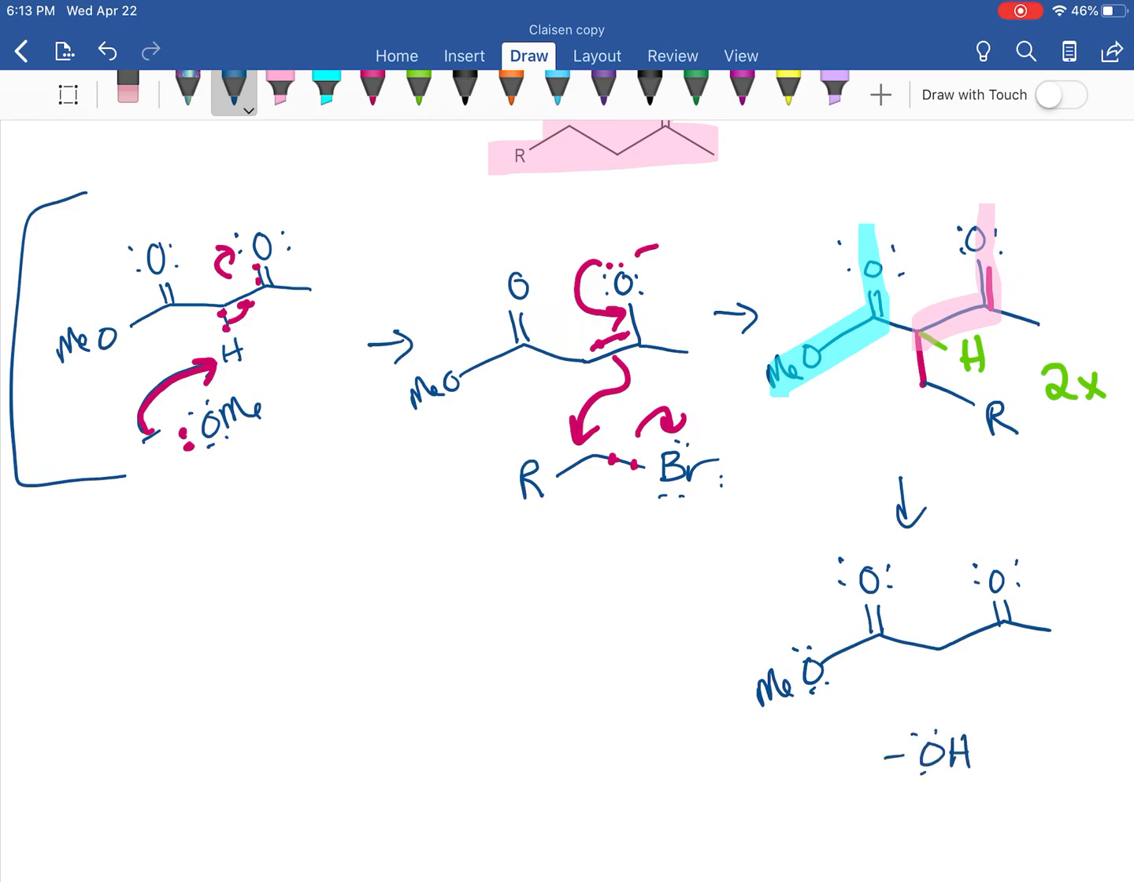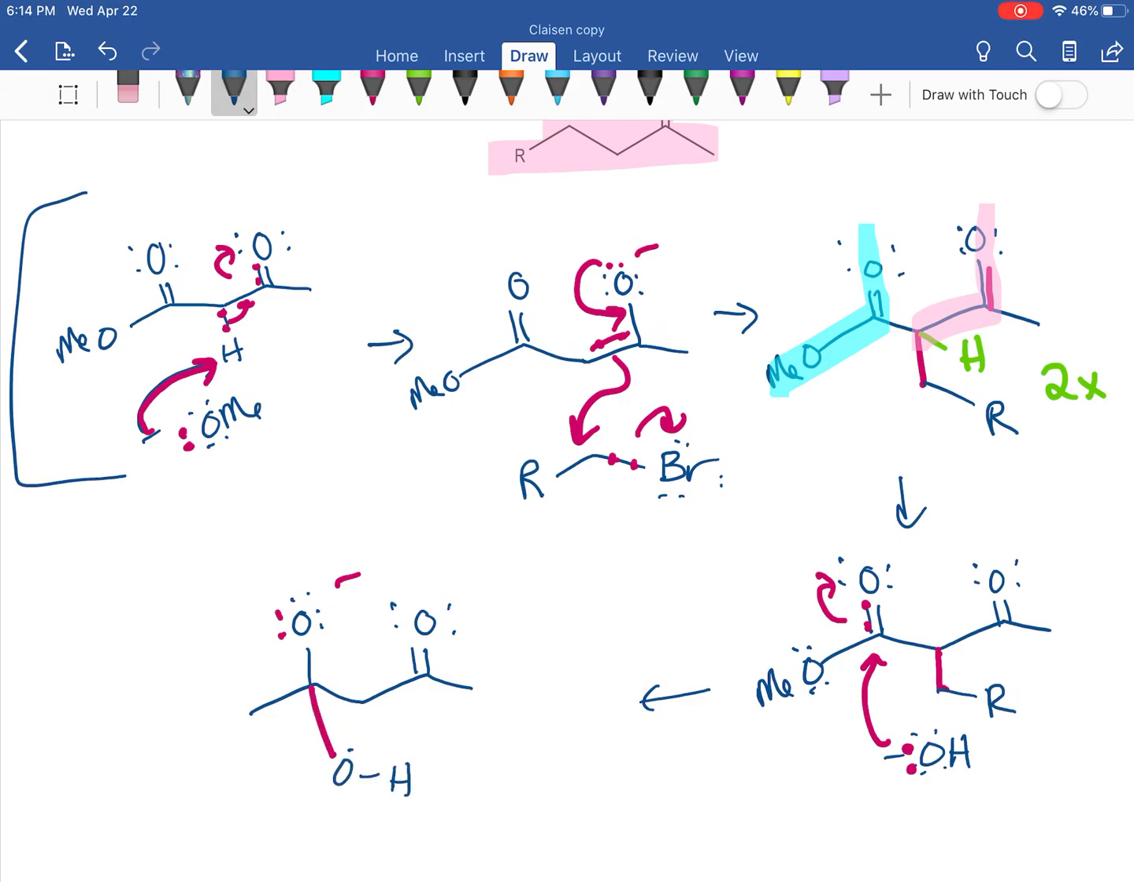Again, can it add everywhere? Yeah. Can it deprotonate all over the place? Yeah. But the one over time that's going to end up swapping will be this one. Let's not forget we added our R group here. We're going to get that tetrahedral intermediate.